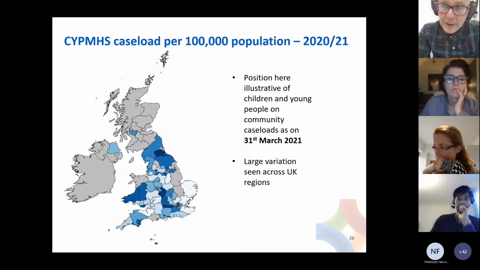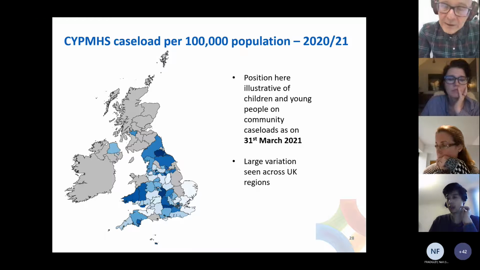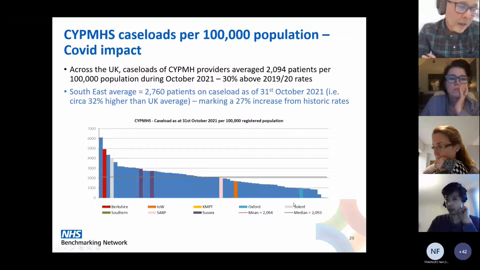So we've got the national map here, and this is caseloads actually, and you can see there are some hotspots there within the South East. So Surrey, Thames Valley coming through particularly dark. A lot of variation is the other big message around CYP provision. So let's go to the next one, Ellie, in terms of caseloads by provider.